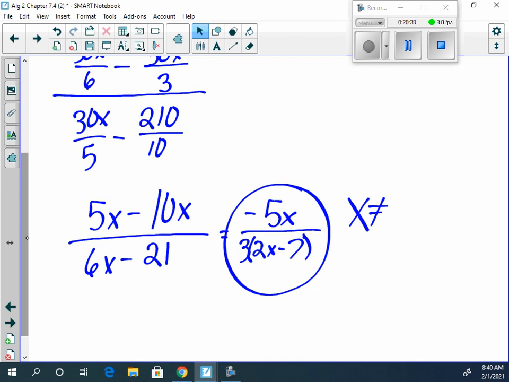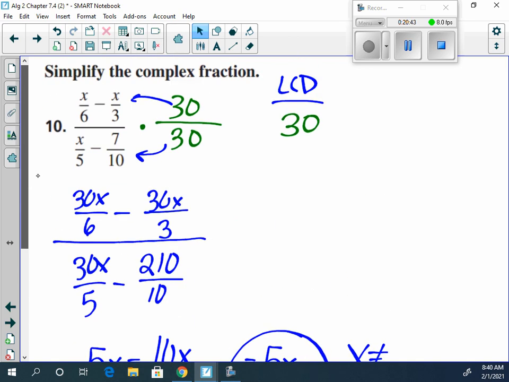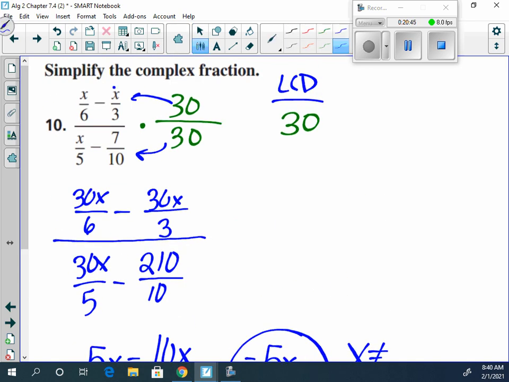Now we need to look at the restrictions. Is there anything that'll make the denominators of any of these fractions equal 0? Well, can I plug a number into 6 to make it 0? There's no number. With 6, 3, 5, and 10, there's no place for me to plug in a number to make it 0. No.